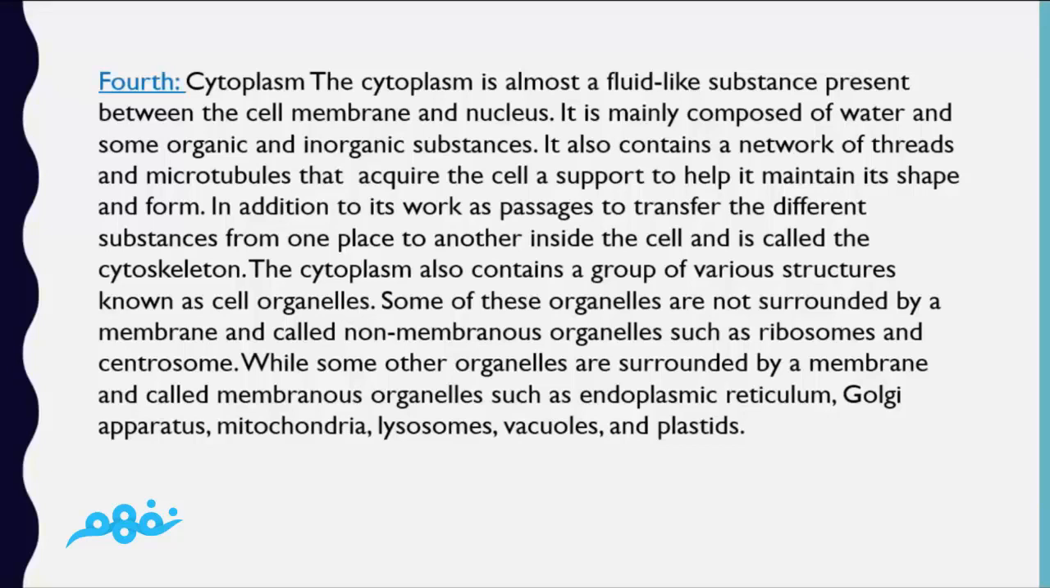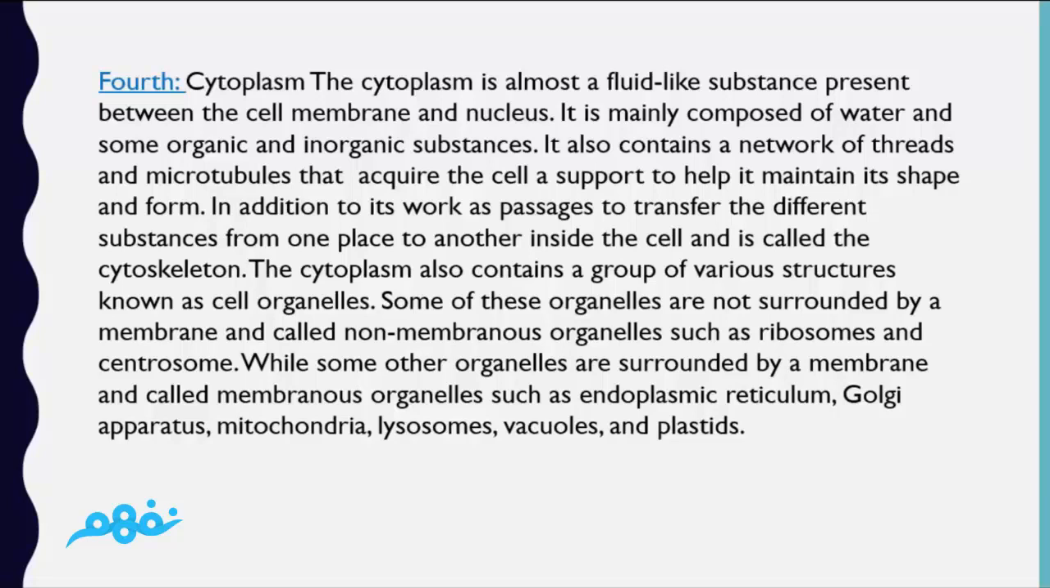Fourth, we will talk about the cytoplasm. It's almost a fluid-like substance present between the cell membrane and the nucleus. It's mainly composed of water and some organic and inorganic substances. It also contains a network of threads and microtubules that act as support to help the cell maintain its shape and form, in addition to working as passages to transfer different substances from one place to another inside the cell, and is called the cytoskeleton.